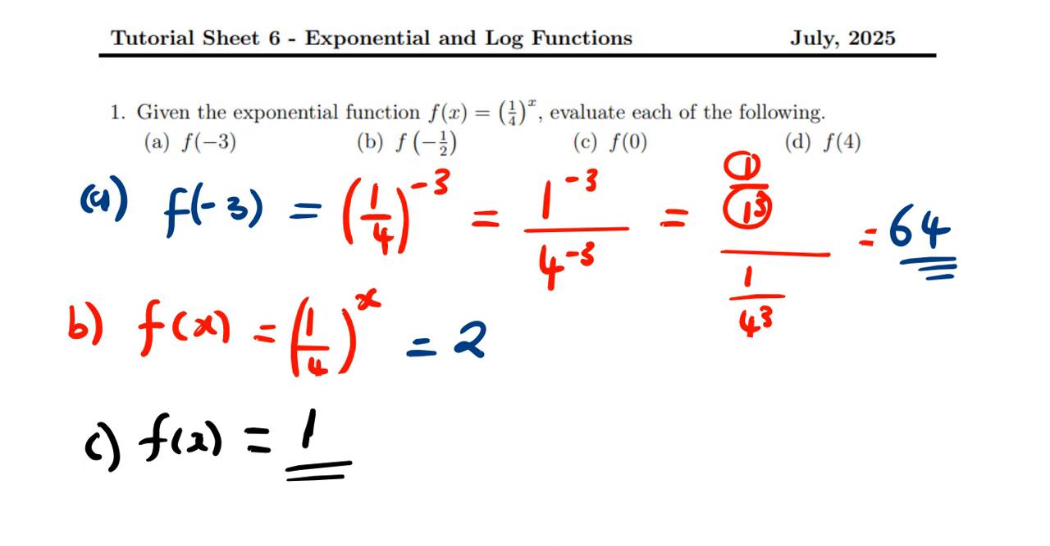Okay, so now let's solve d. We are saying f of 4.